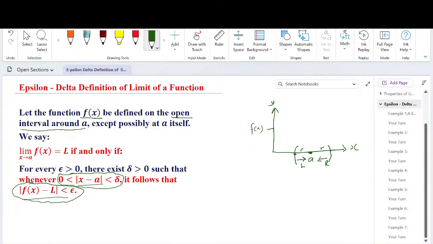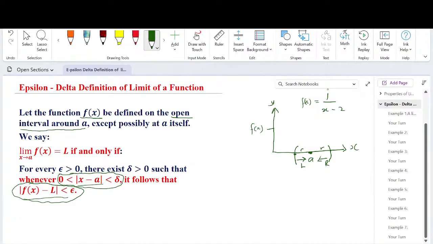So take for instance, you could have something like 1 over x minus 2. Let's say this is f of x. You see that when x equals 2, this function will be undefined. So despite the fact that it is undefined at x equals 2, you can still proceed to get the limit as x approaches 2. So that is the first statement here.